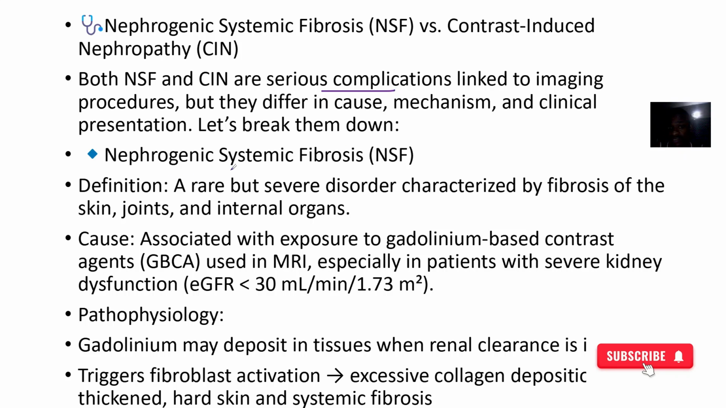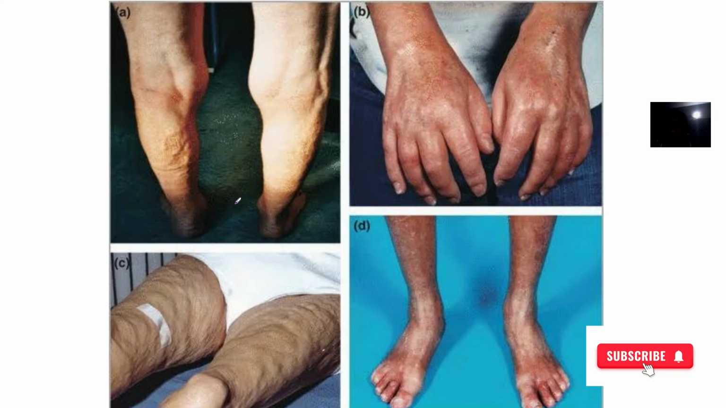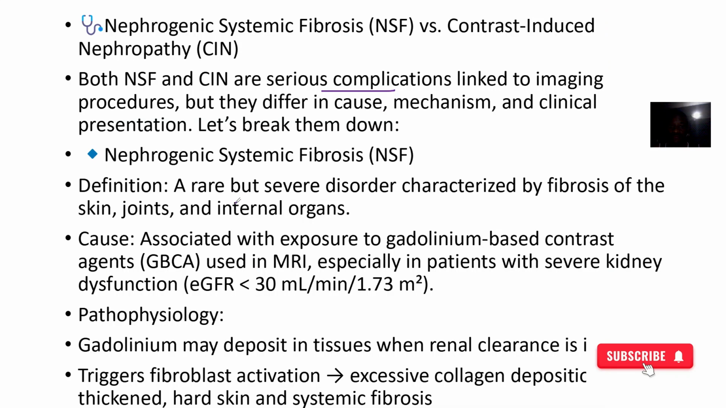So we have nephrogenic systemic fibrosis. Okay, this is what we got. Once you say fibrosis, you say different tissues in the body are actually dying. Okay. So it's a rare, but actually severe disorder. It's characterized by fibrosis of the skin, of the joints, and internal organs. It's associated with exposure to gadolinium-based contrast, which is used in MRI, especially in patients that have severe kidney dysfunction.